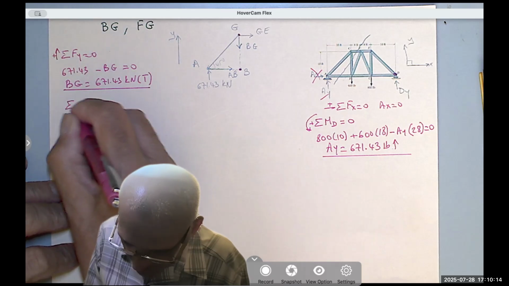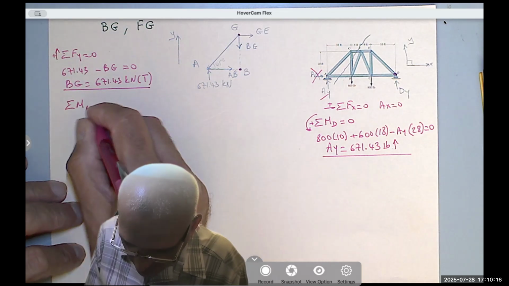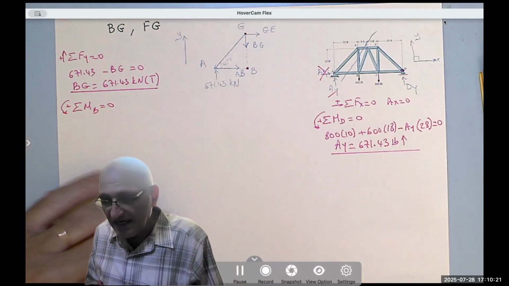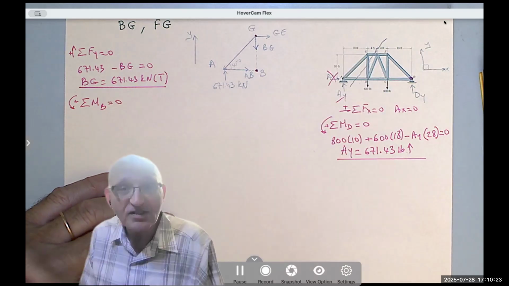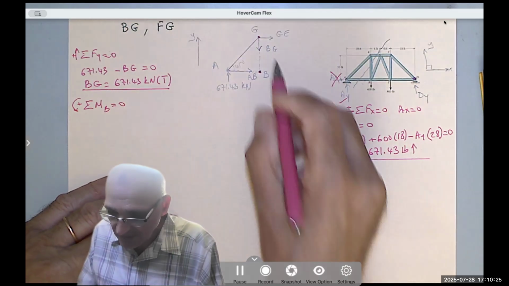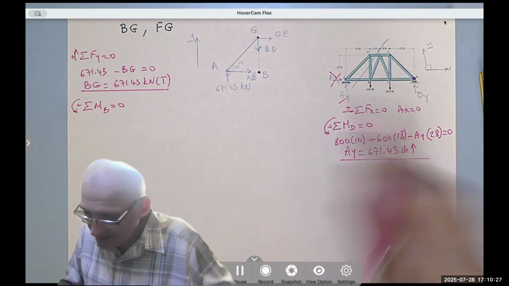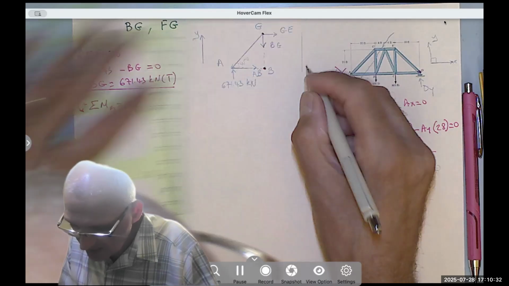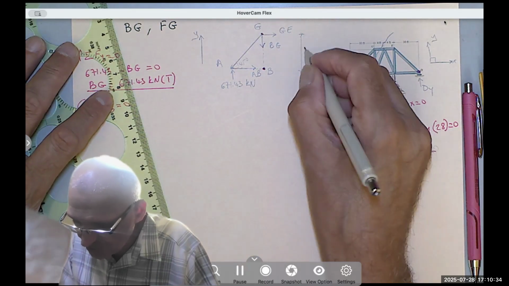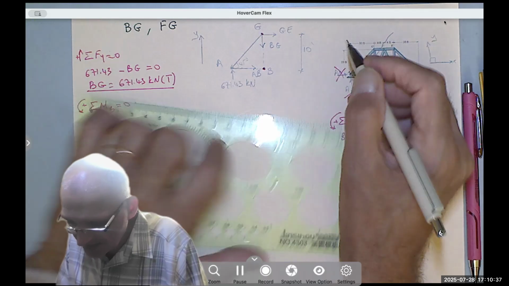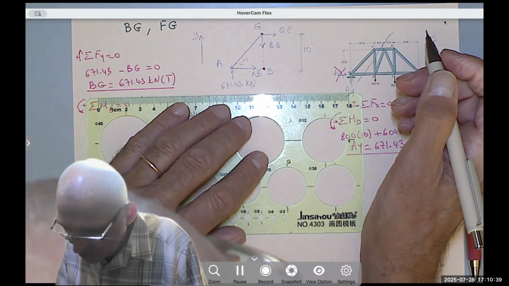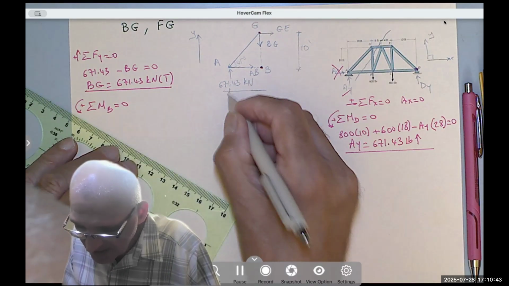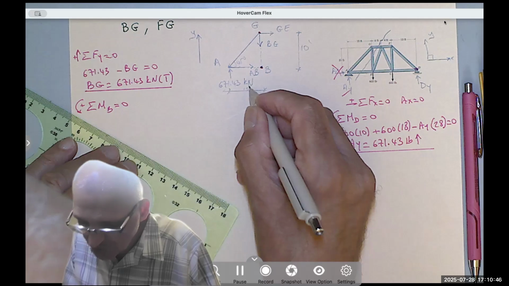I'm taking the moment about point B. This is positive and equated to zero. I only have two forces producing moment about B: the GE times the height, and the height here, we said it's 45 degrees. Later I will show you, if we have time, some other day, that the dimensions in a truss are irrelevant in your solution.